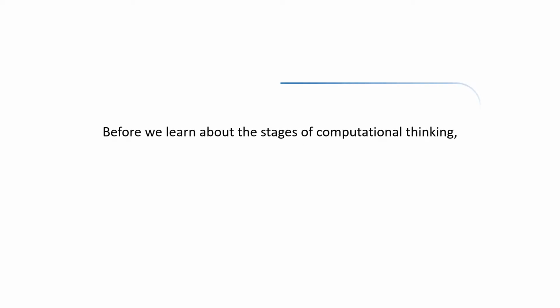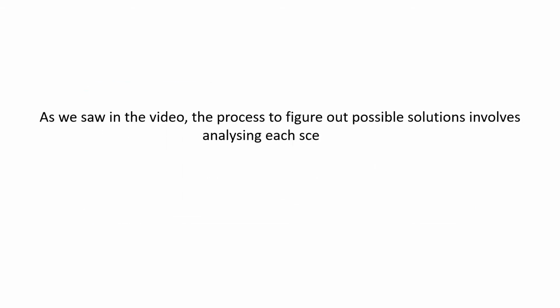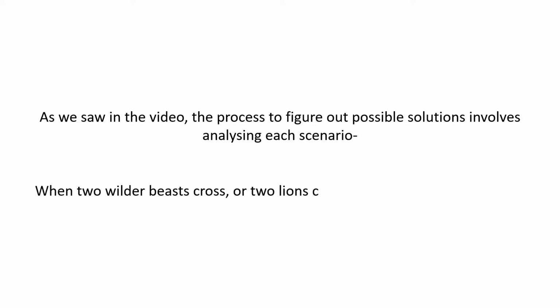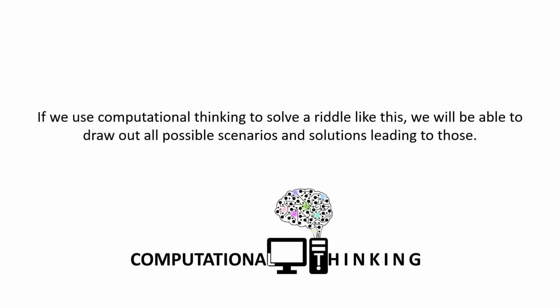Before we learn about the stages of computational thinking, let's solve a riddle together using this type of thinking. Let's listen to the riddle, which involves analyzing each scenario. When 2 wildebeests cross, or 2 lions cross, or one of each animal does. If we use computational thinking to solve a riddle like this, we will be able to draw out all possible scenarios and solutions leading to those.